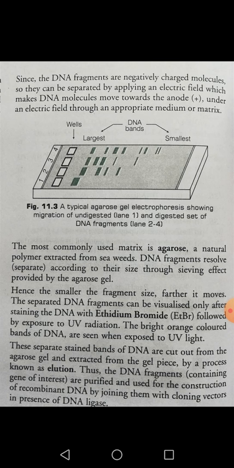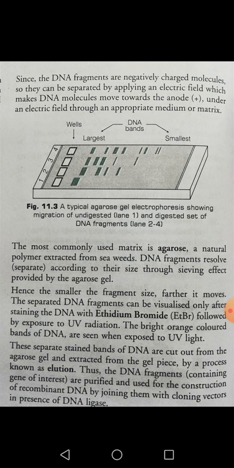Now after it you will pass it under ultraviolet radiation. While passing it under the ultraviolet radiation, you will observe bright orange or reddish colored bands of the DNA. Okay, and now after staining, you can cut these bands from the agarose gel, and you will remove the DNA fragments from this gel, and the process is called elution.